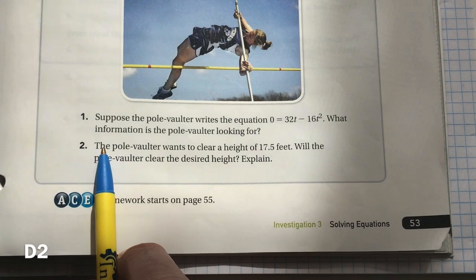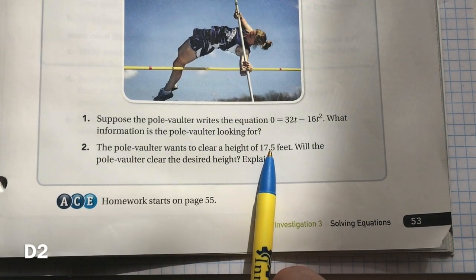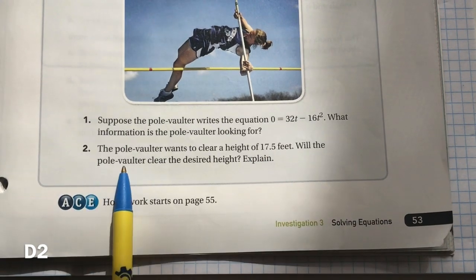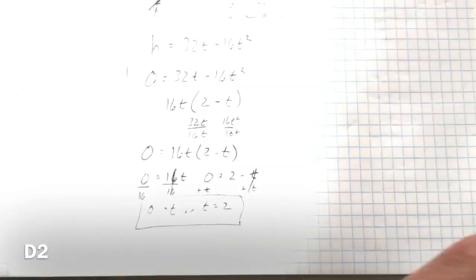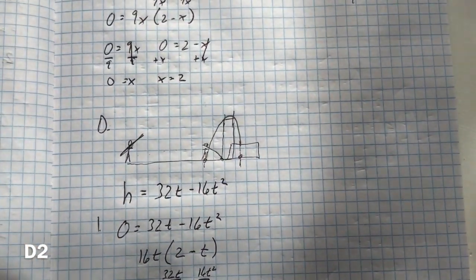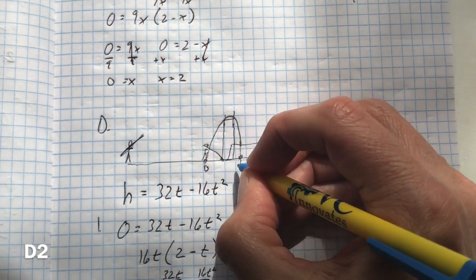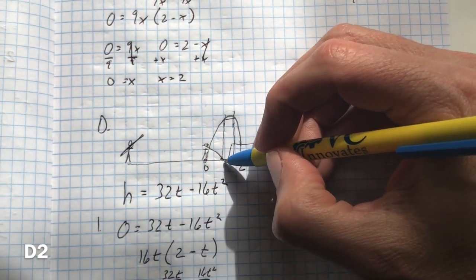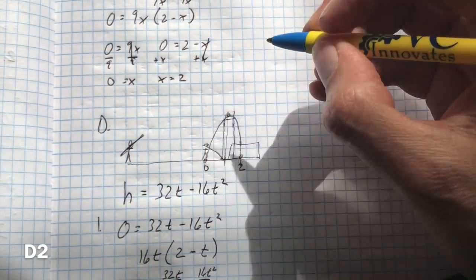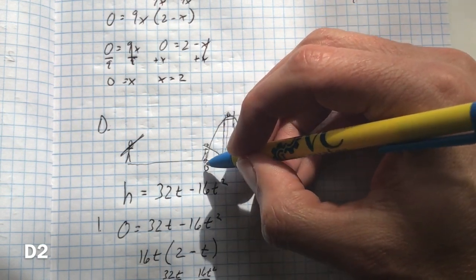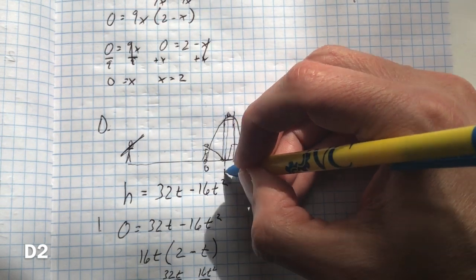Now, here's where things are going to change quite a bit for us. The pole vaulter wants to clear a height of 17.5 feet. Will the pole vaulter clear the desired height? We need to explain that. Well, where is that height going to be? If you look carefully at our little parabola here, if this is 0 and this is 2, what would be right in the middle of those? Going right up here in this case, that would be where the height is. That would have to be happening right in the middle of those two places. The highest you get to would be in the middle of those two cases. So this is going to be at 1.